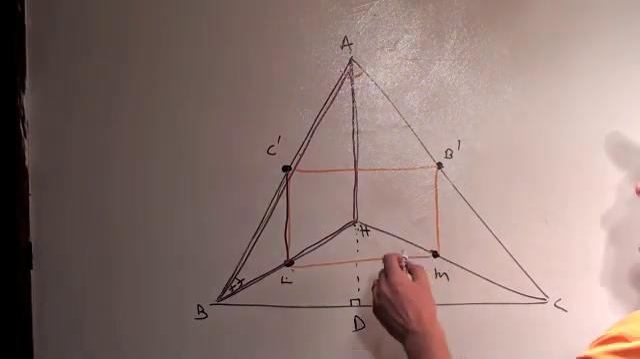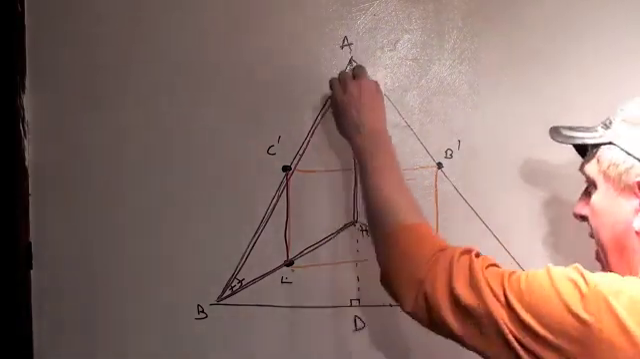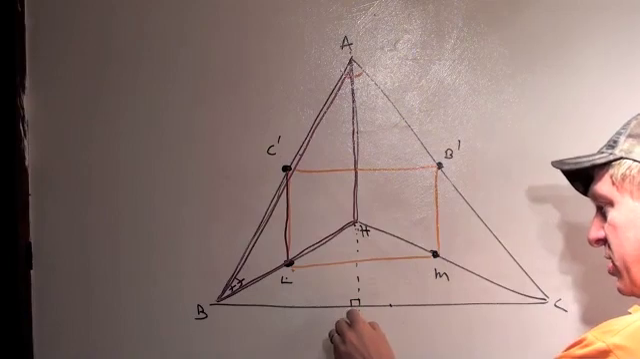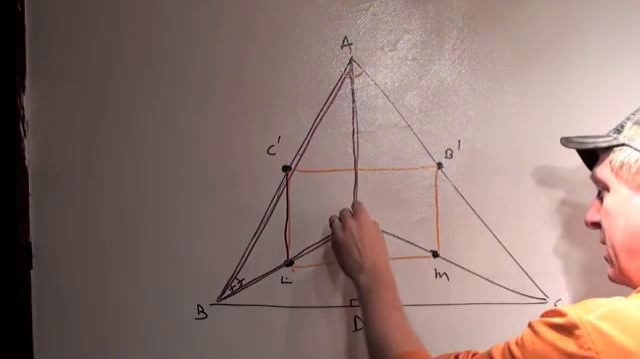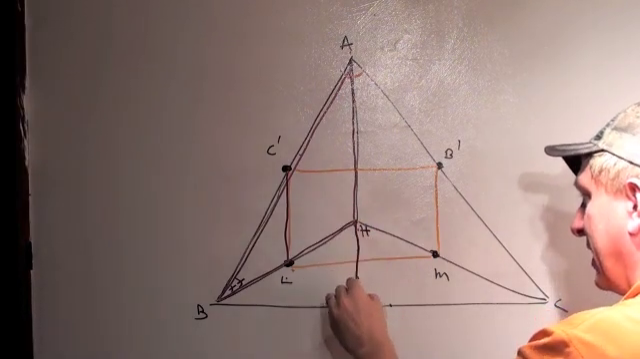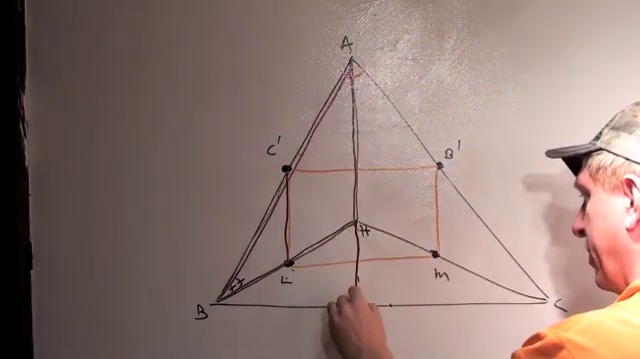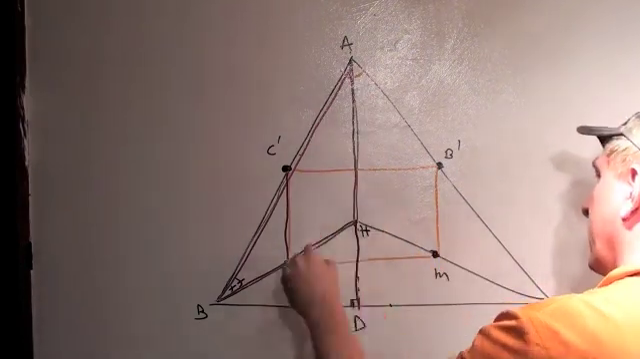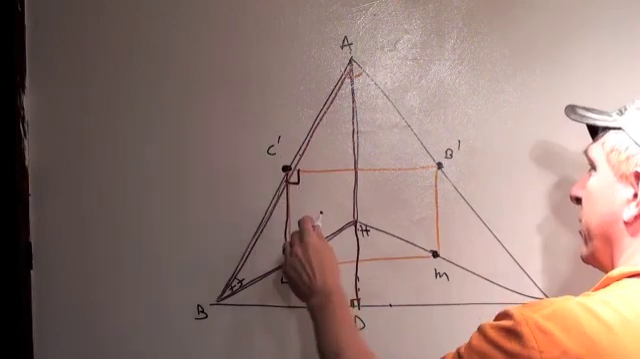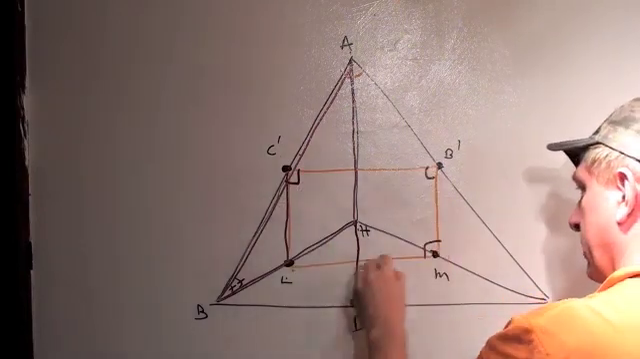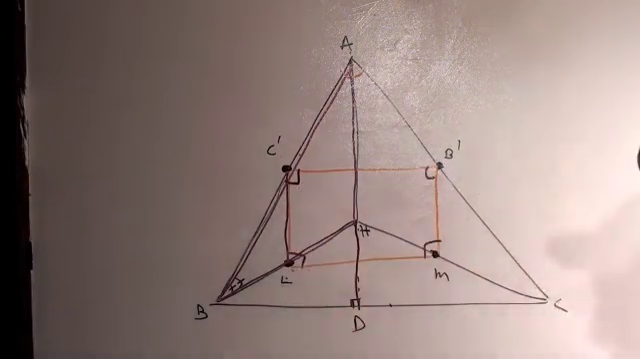But here's the thing. AD, well, AH is part of AD, which by definition was an altitude, and that means AD is perpendicular to BC, and because of all the parallel lines here, that means those two are perpendicular, these two are perpendicular, those two are perpendicular, and those two are perpendicular.